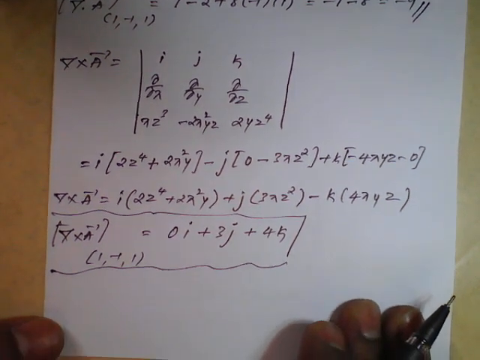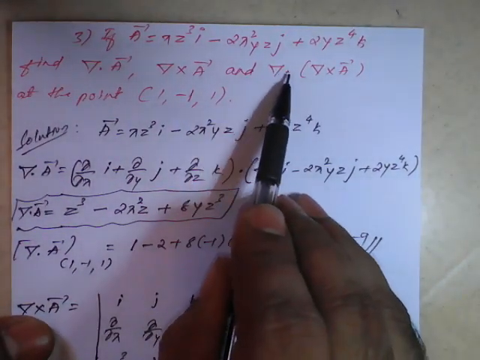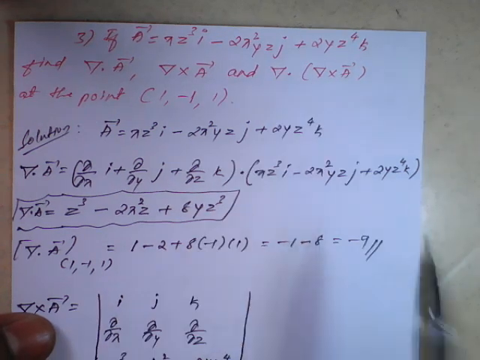Now we need to work out one more case, that is del dot del cross vector A. So for this we'll see now.